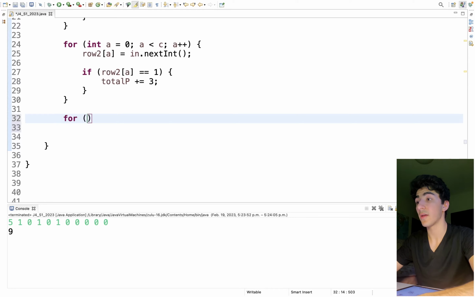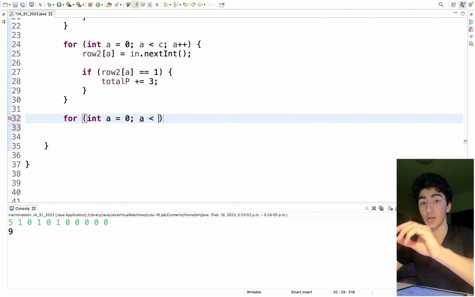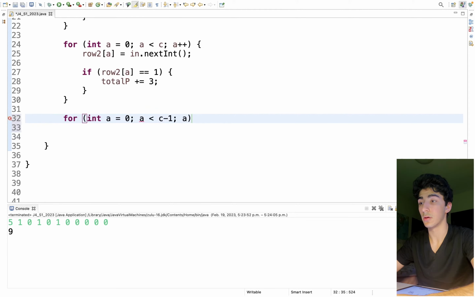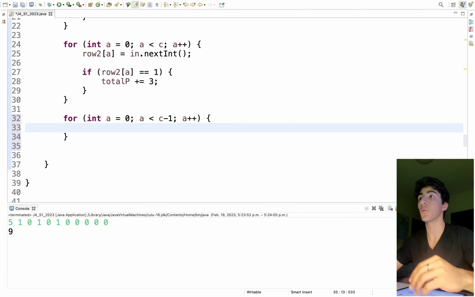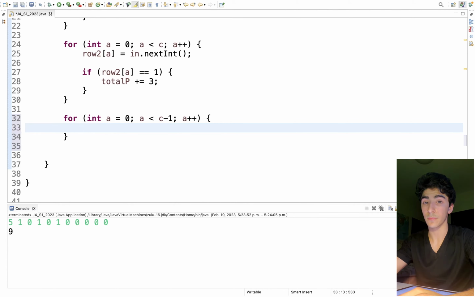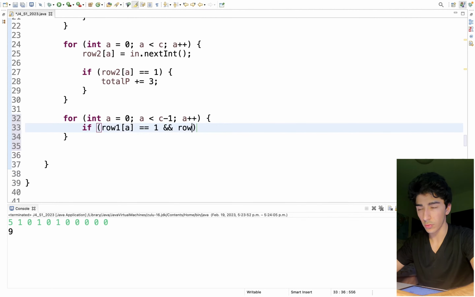We can do this by saying, okay, A will start at 0 once again, and we'll start by doing the horizontal check. We'll check if they're touching horizontally. First, we'll go up to C minus 1, because we'll be checking if this current value, row 1 at A, is equal to 1, but also is row 1 at A plus 1 equal to 1?